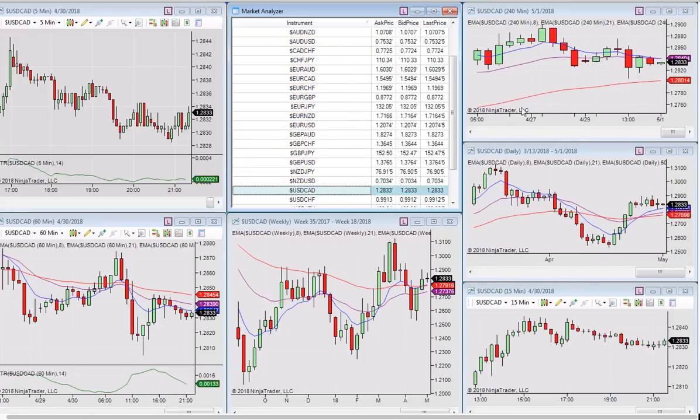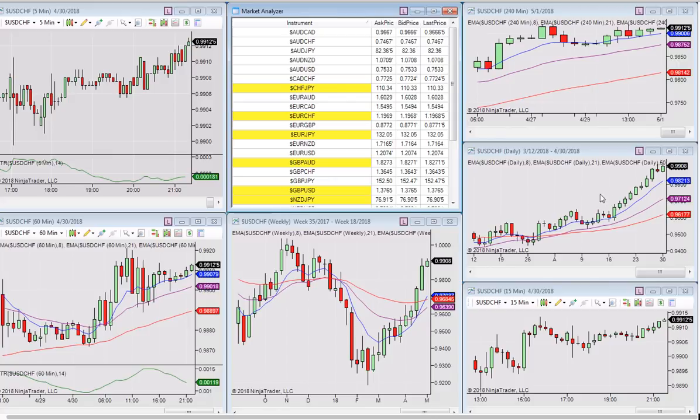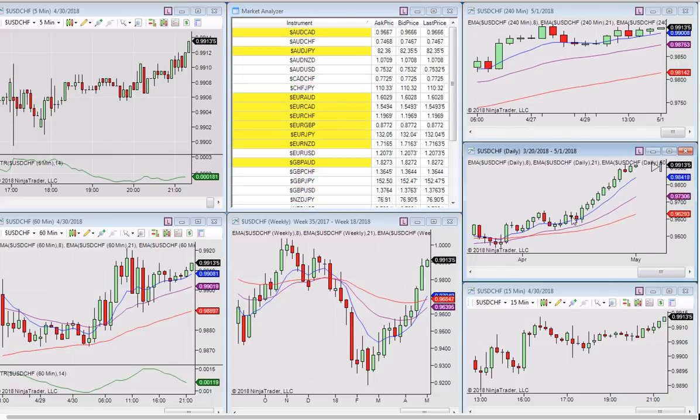USD CAD. Up at early stage, nothing on the 240, nothing on the 60. It's heading down. No, because we have conflicting views, we went out of there. Okay. USD CHF, strong and smooth trend.